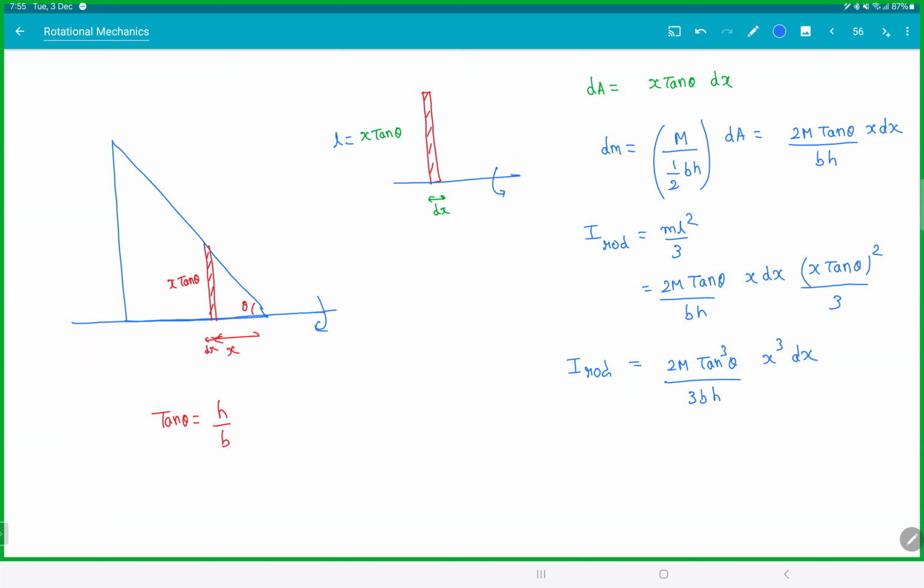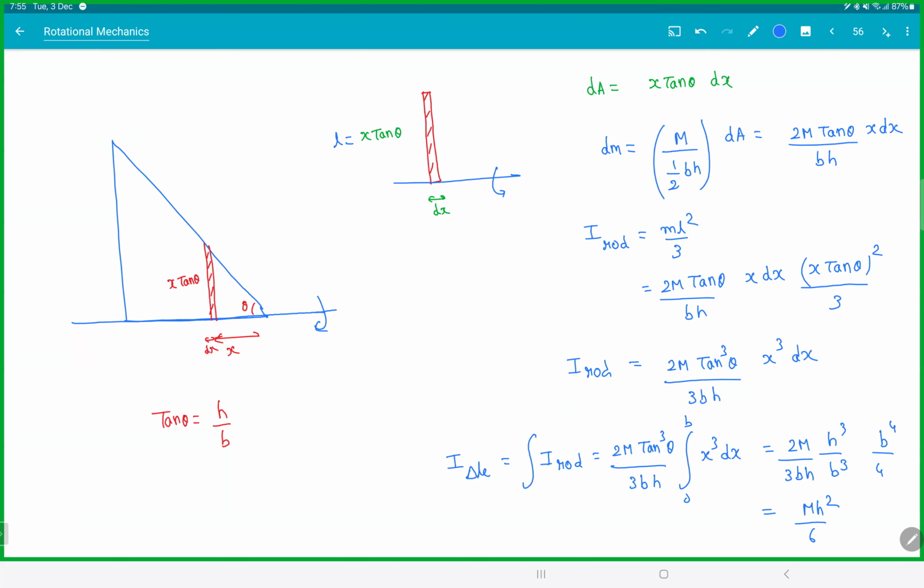Now, if I add all the rods, I will get it for the triangle. That would be I of the rod, which is 2m tan cube theta by 3bh integral x cube dx. The x value will go from 0 to b. Then 2m by 3bh. What is tan theta? h by b. So that is h cube by b cube. And what is that? That is b power 4 by 4. b cancels everywhere, one h also will cancel. You will get mh square by 6. You get a pretty nice answer.